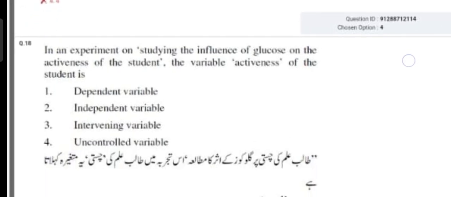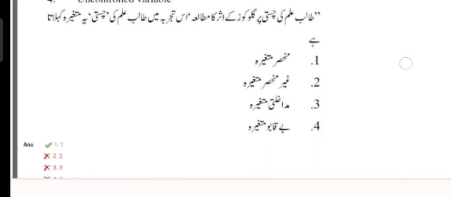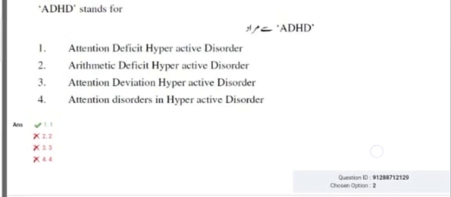Next, 18th question. In an experiment on studying the influence of glucose on the activeness of the student, the variable activeness of the student is dependent variable, independent variable, intervening variable, uncontrolled variable. So the answer is dependent variable. Let's see the 19th question.